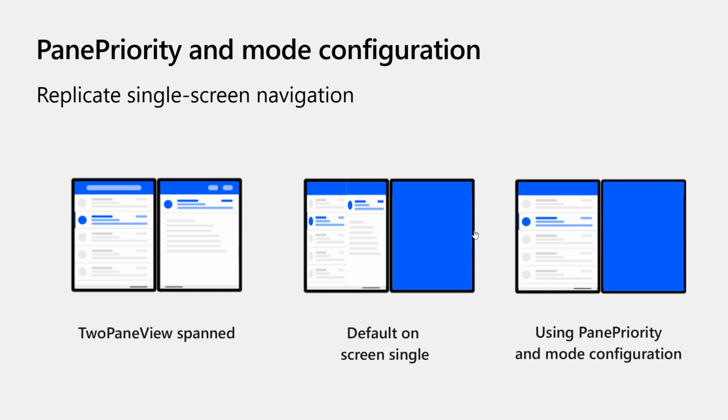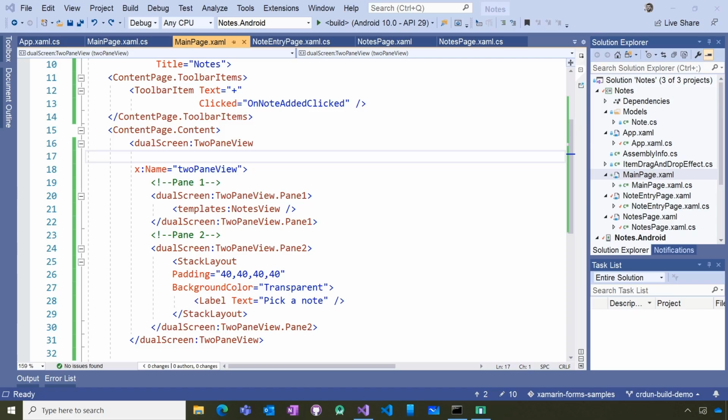To restore the original behavior, we can use the two-pane view mode configuration and pane priority feature. When the app is spanned across two screens, we'll set the mode to be left-right and top-bottom so that both panes are shown. When the app is running in a single screen on any device, the mode will be single pane and only one view will show at a time. Which view will be visible will be dynamically set using pane priority. To restore the single screen navigation we want, only a few additional changes are required.